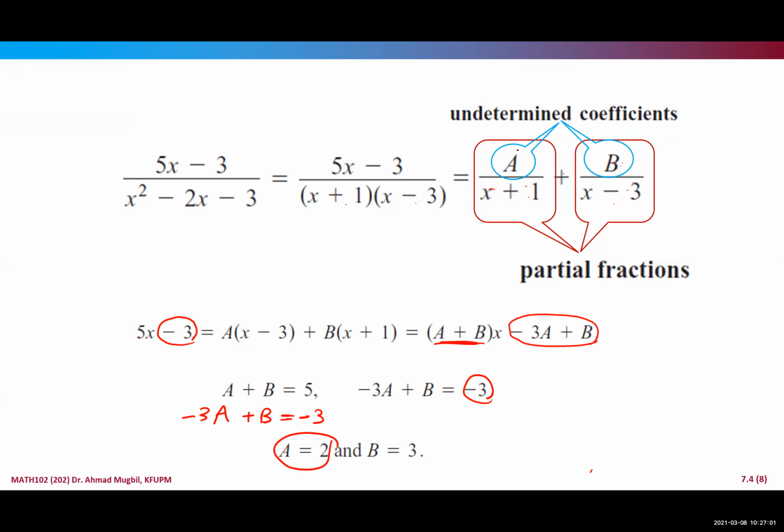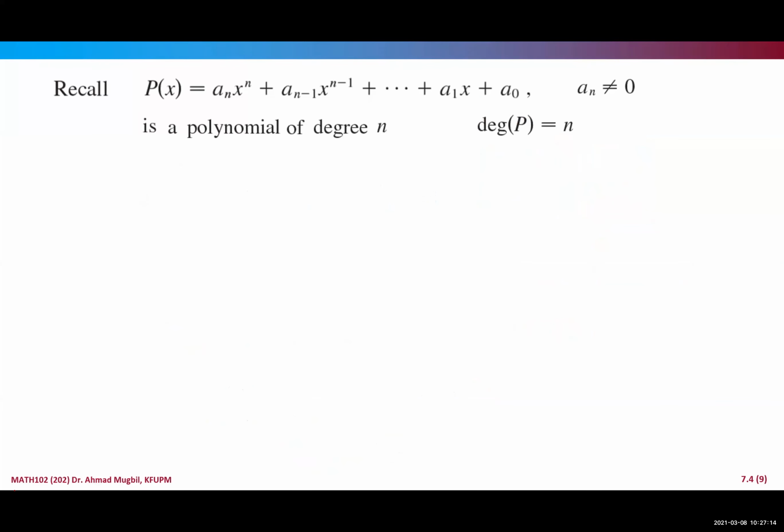So you will come back here. You will write just here 2 and here what? 3. So we can have it like this. This is just an idea about how to find the partial fraction. We will practice it more with the examples that we have.